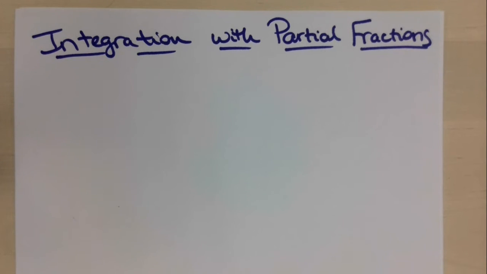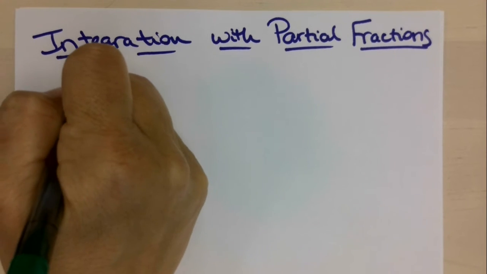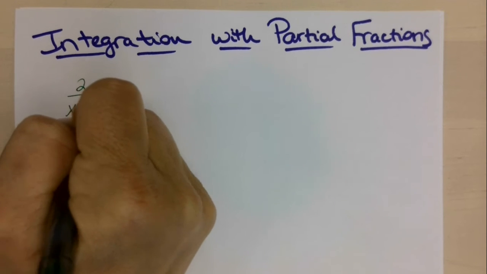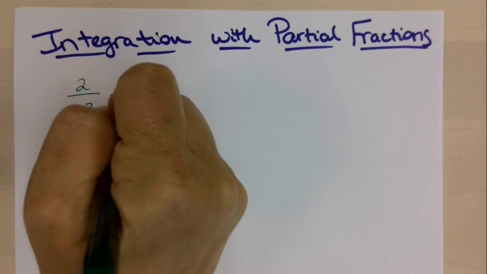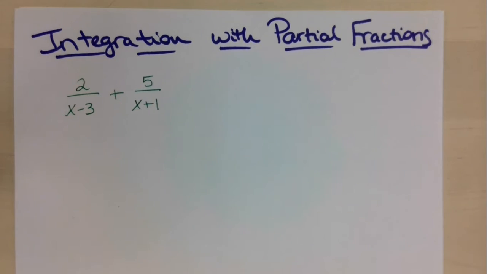In this video, we're going to look at using partial fractions as an algebraic technique for integration. And before I look at partial fractions within an integral, let's just talk about what this algebraic strategy is and where it comes from. Let's consider these two rational expressions, 2 over x minus 3 plus 5 over x plus 1.